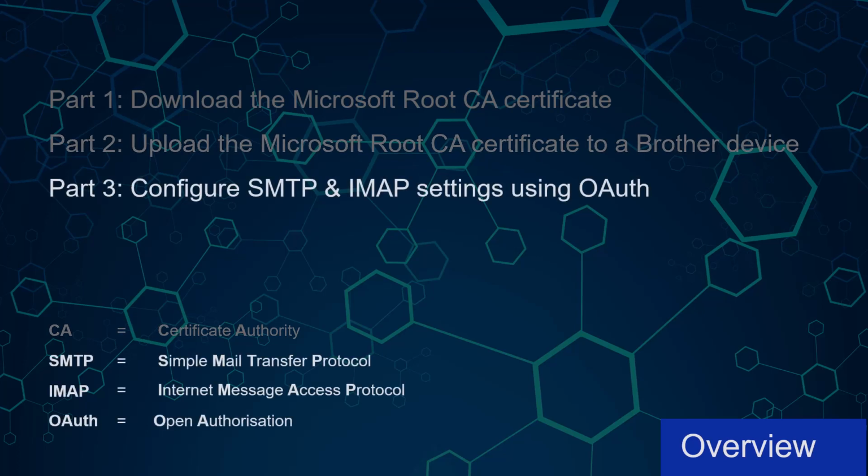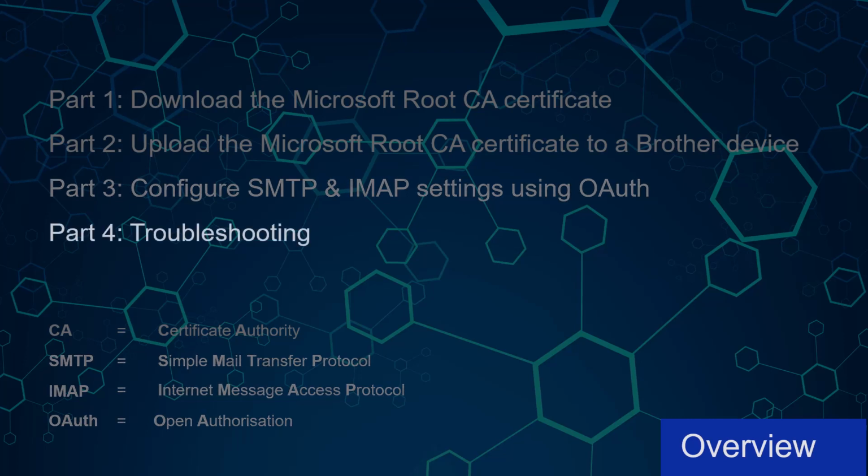Before moving on to the steps on how I managed to get my Brother device sending and receiving emails from Office 365 using the SMTP and IMAP protocols through Open Authorization, otherwise known as OAuth. I will then conclude by making some troubleshooting recommendations based on my previous experiences of supporting customers.